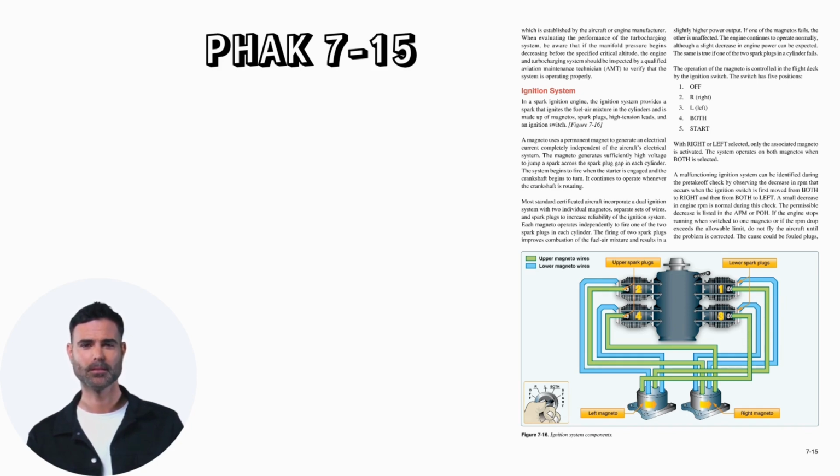Ignition system. In a spark ignition engine, the ignition system provides a spark that ignites the fuel-air mixture in the cylinders and is made up of magnetos, spark plugs, high-tension leads, and an ignition switch. A magneto uses a permanent magnet to generate an electrical current completely independent of the aircraft's electrical system. The magneto generates sufficiently high voltage to jump a spark across the spark plug gap in each cylinder.